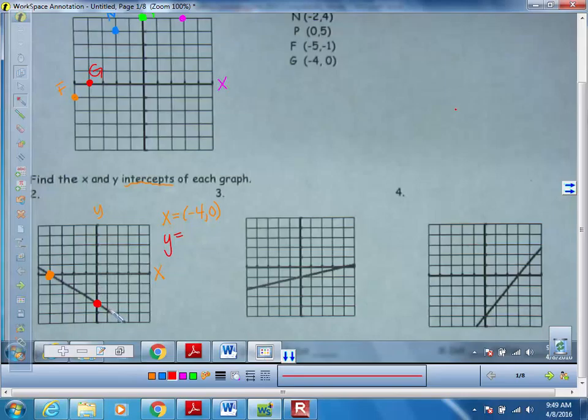Okay, who thinks they know what it is? Mackenzie, what do you think? Negative 3, what? Very good. Since we didn't move right or left, that means our x is 0 and our y is negative 3. Do not forget our ordered pair is x, comma, y. So for our y-intercept, the x will always be 0, and for our x-intercept, the y will always be 0.